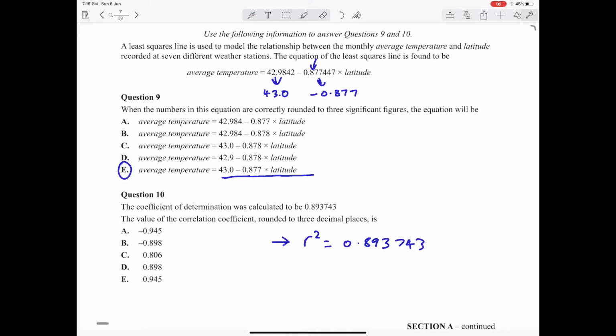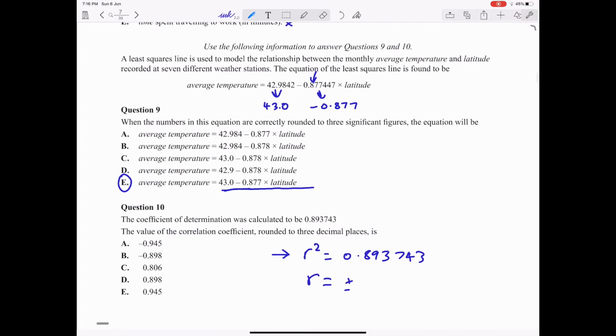Question 10. The coefficient of determination was calculated to be 0.893743. The value of the correlation coefficient rounded to 3 decimal places is... So to do this, the coefficient of determination is the r squared value over here. The value of the correlation coefficient is r. The correlation coefficient could be either positive or negative, and to find out which, this depends on the value of the slope. The slope from the question over here is negative.